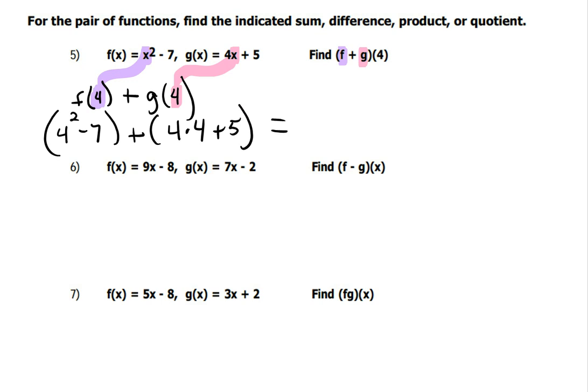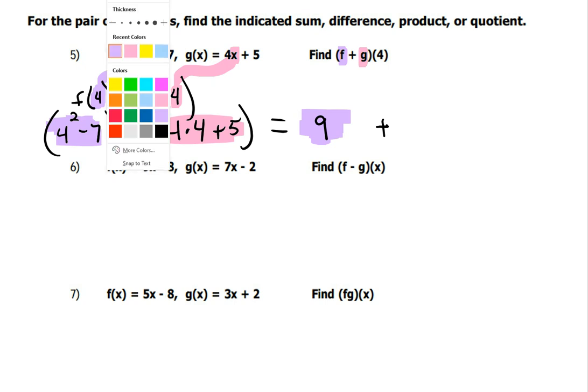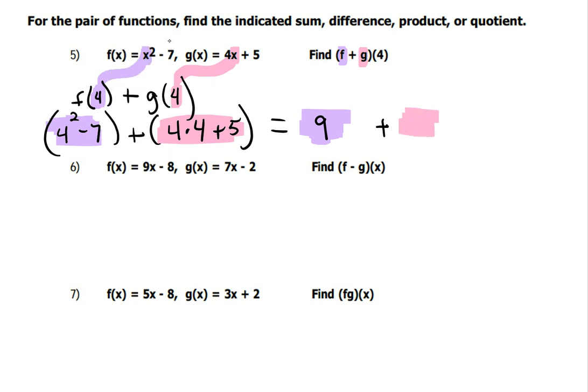So this is the pink, and this is the purple. So for my purple part, 4 squared is 16. 16 minus 7 is 9. Plus, and for the pink part, 4 times 4 is 16, plus 5 is 21, and 9 and 21 gives me a grand total of 30. So the answer on that first one's 30.